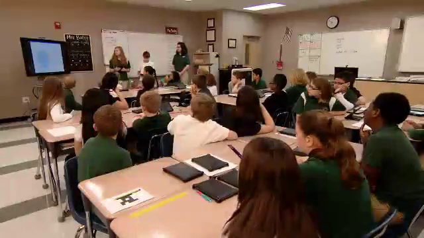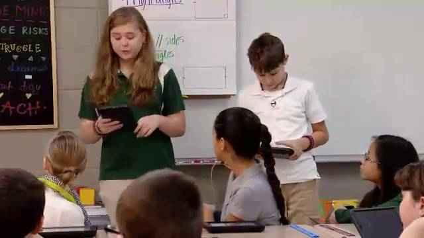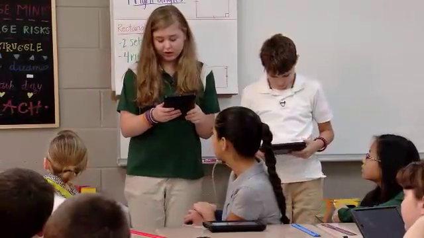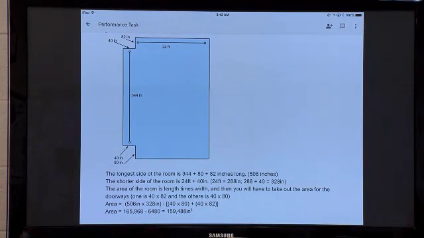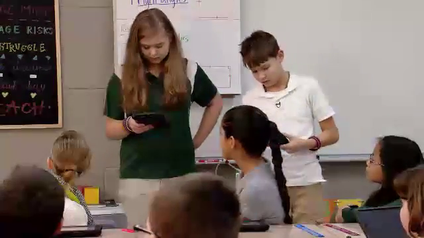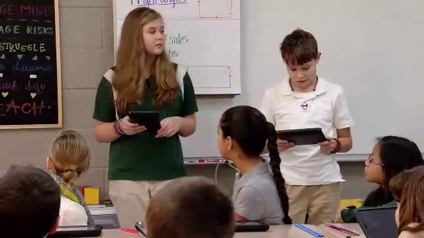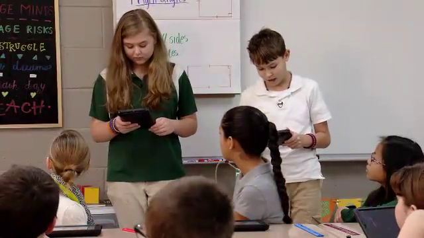Well, here's our picture, and this is basically what the room looks like. The measurements are 82 inches, 40 inches, and 40 inches, 80 inches. Those are the doorways of the classroom. The longest side of the room is 344 plus 80 plus 82 inches long. In total, that is 506 inches. The shorter side of the room is 24 feet and 40 inches. So the 24 feet, we had to convert to inches so we can add them up easier. 24 feet is 288 inches. 288 plus 40 is 328 inches.